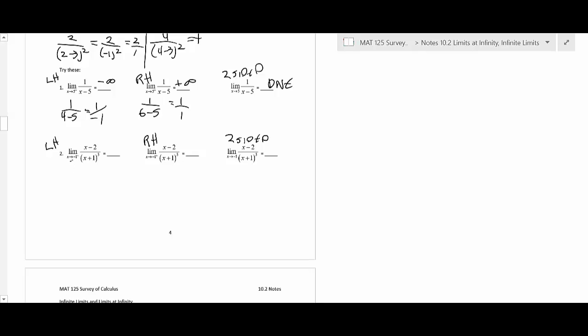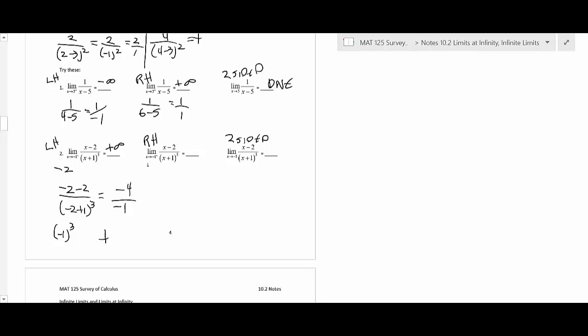Okay, problem number 2. What's a good number to use for the left-hand limit for negative 1? Negative 2 is what I'd do. So we have negative 2 minus 2 over negative 2 plus 1 to the third. Now what I do on this is the numerator is negative, right? That's negative 4. You can go ahead and crunch it out if you want to. The denominator is negative 1 to the third. What is a negative number to the third power? That's negative. So you have a positive number, don't you? So what's the answer? Positive infinity. See what I mean? Be careful with your arithmetic.